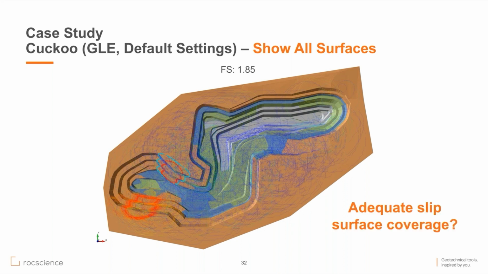A question for online attendees: is there adequate search coverage? No, not really. You can see very few slip surfaces have been generated in at least these 3 locations highlighted by the grey polygons. So do we know, or are we confident that we've actually found the critical slip surface?